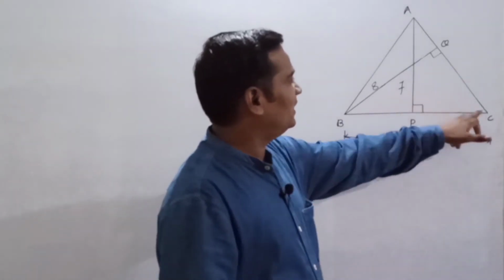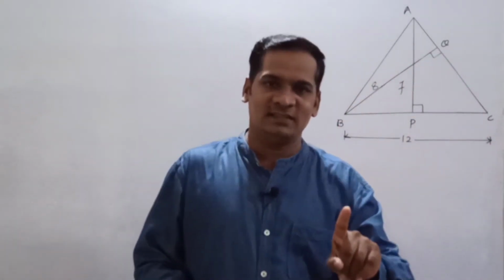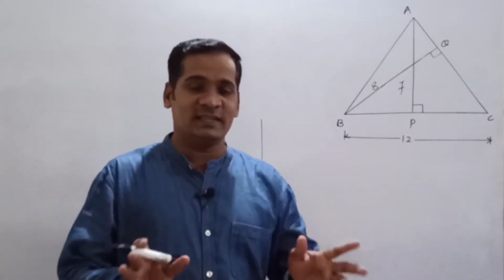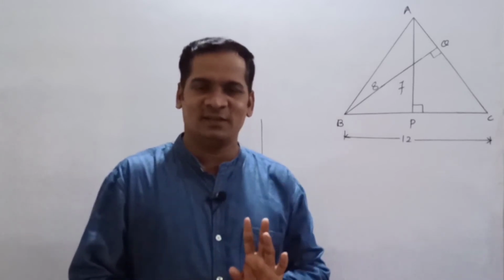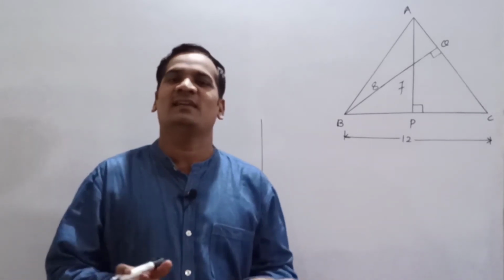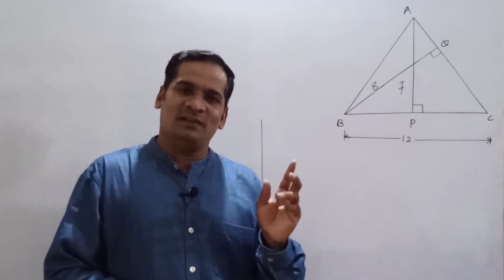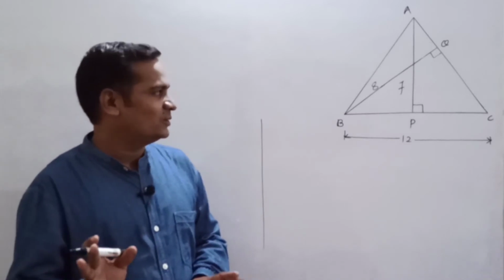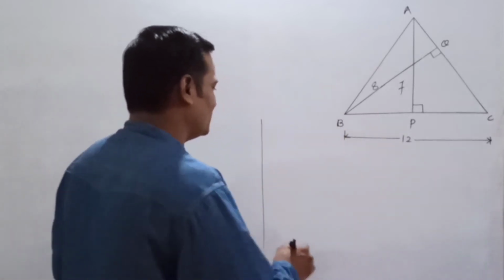And in CQB, again only one side is given, and we don't have a test where only one side is used. So we can't use the side-side-side test or the side-angle-side test. Now the only option left is the angle test. So let's take those two triangles first of all.